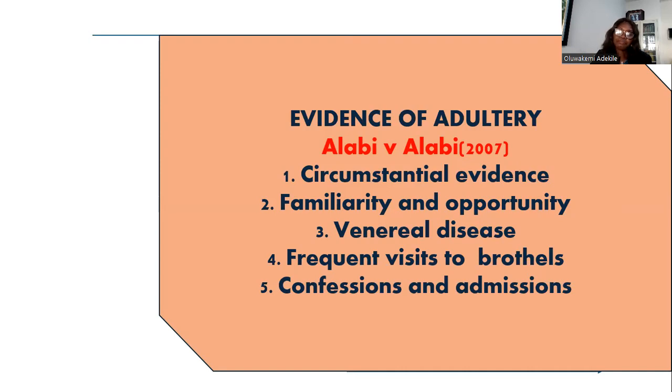And so this circumstantial evidence would be evidence that there was familiarity and opportunity between the parties, that they are rather familiar and they also have the opportunity. But even if there's evidence that despite the opportunity, the couple did not commit adultery, of course, the evidence will not stand. If the person alleged to have committed adultery is suffering from a venereal disease, which was not contracted from the married partner, then that could be evidence of adultery.